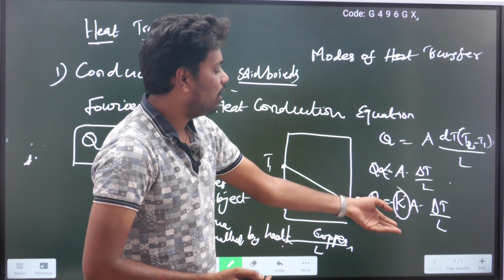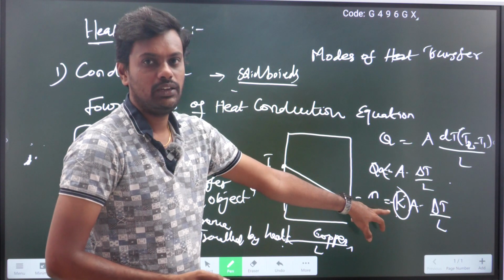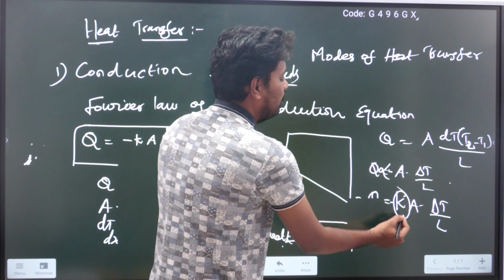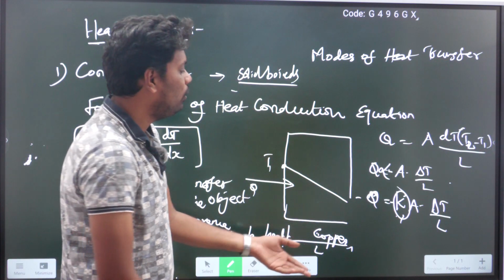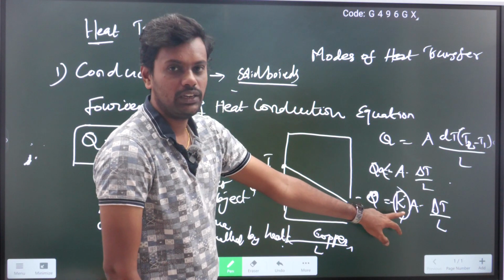So that for better heat transfer we can choose higher thermal conductivity material. If we choose copper, then there will be high heat transfer. So if we want to transfer more heat, then we can choose high thermal conductivity material.